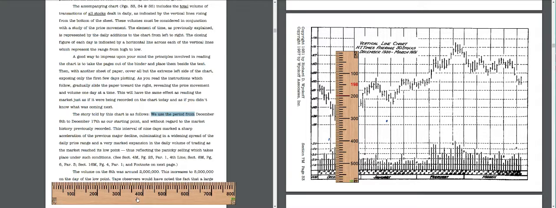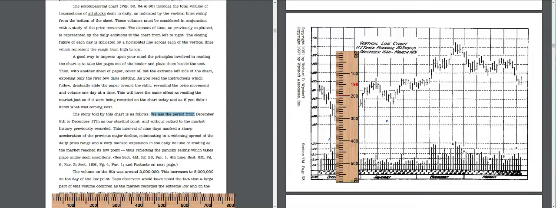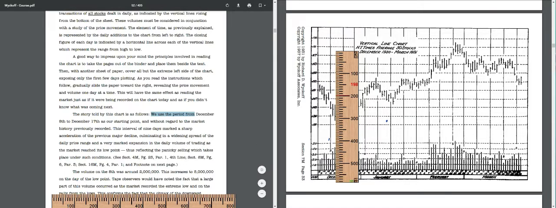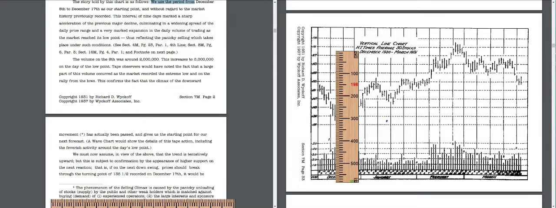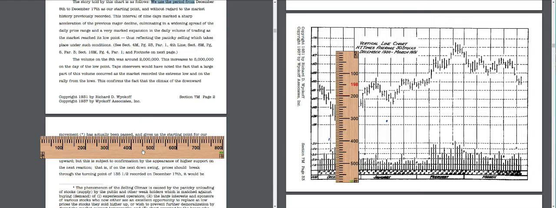And he's saying here, tape observers would have noted that fact. Now that's another thing. If this chart is a daily chart, it means that you should also use an intraday chart. So you might have a daily and then an hourly chart will show you the volume on the way up. Even a 15-minute and possibly even a 5-minute will show you that volume coming in on the way up, but definitely an hourly will show you that market hit the low, and then from the low, the heavy buying came in. This confirms the fact that the climax of the downward movement has actually passed. What confirms it? The change of behavior.